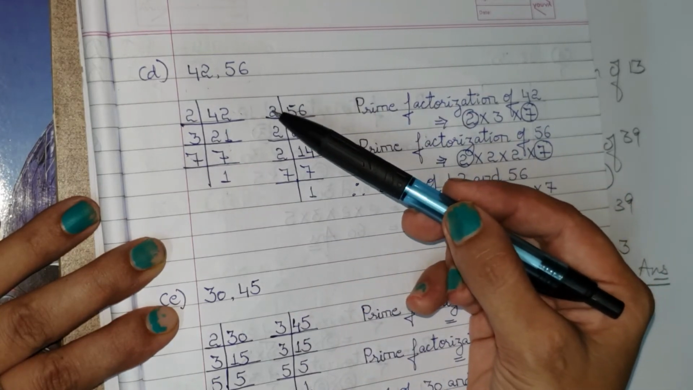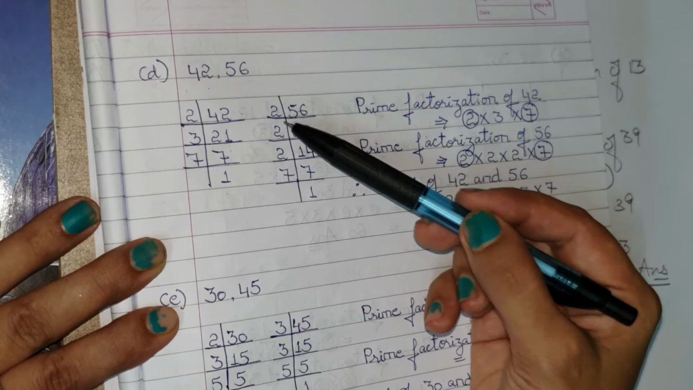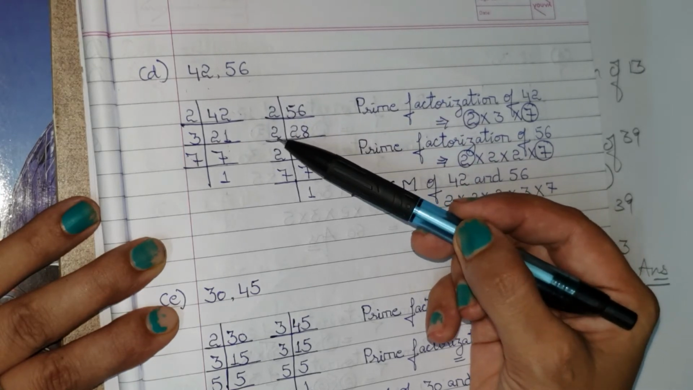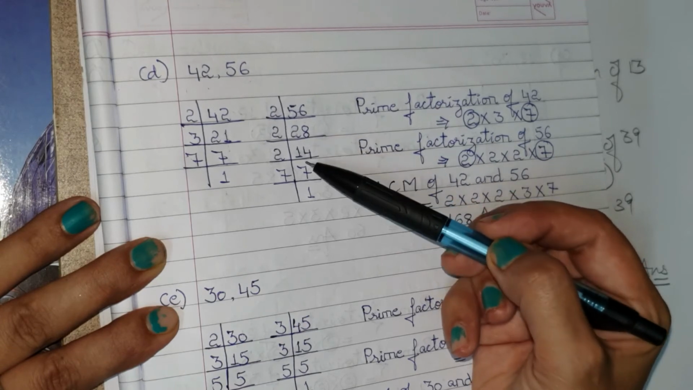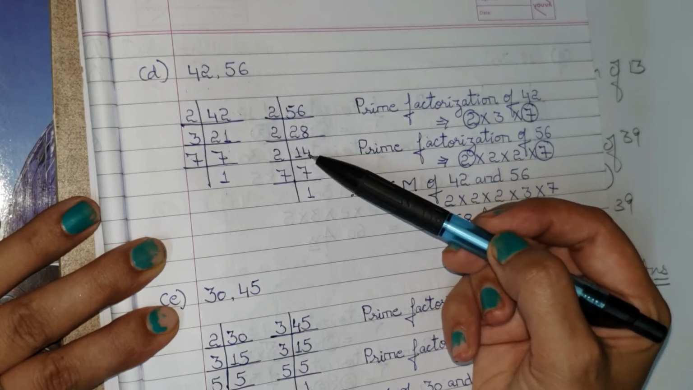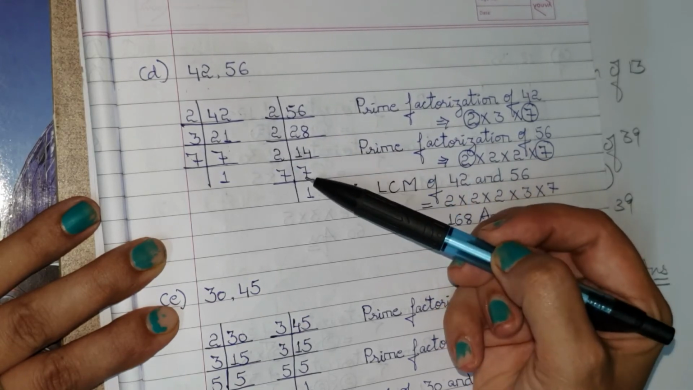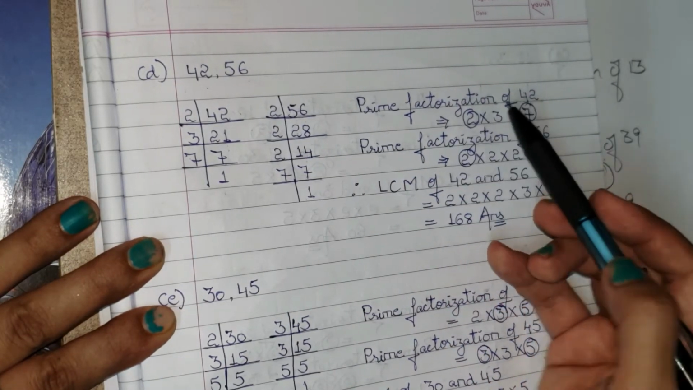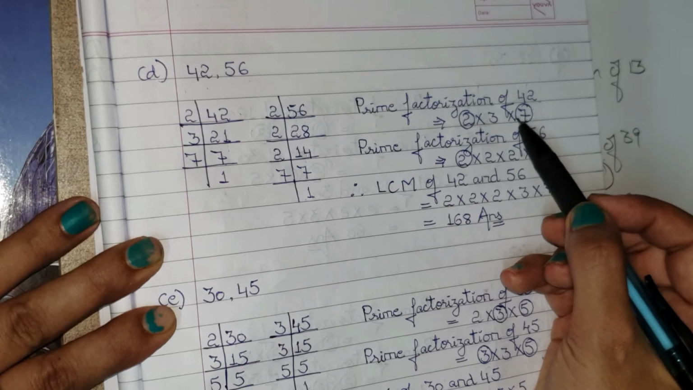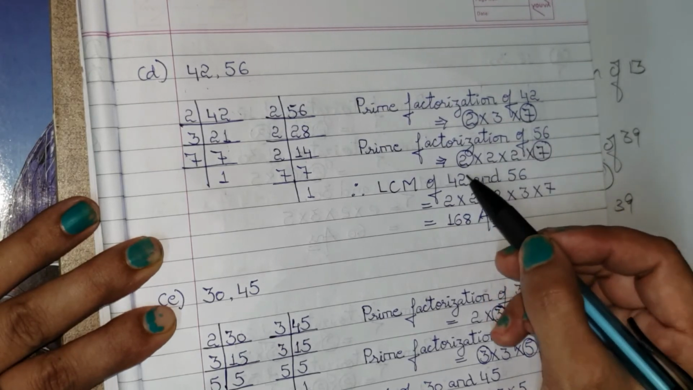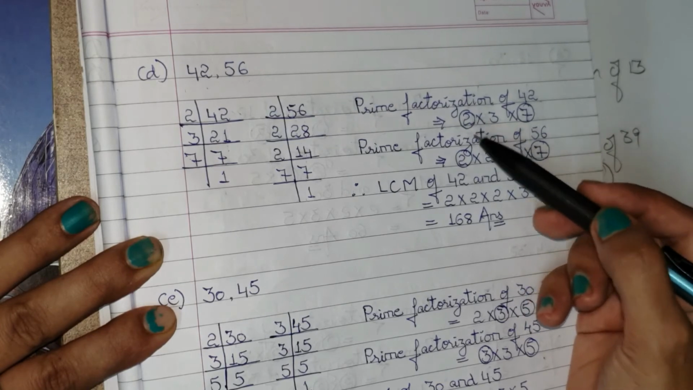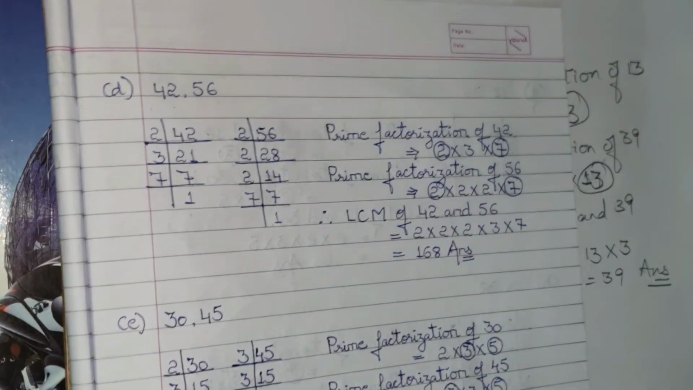Similarly 56. So 56 comes in the table of 2. 2 2s are 4, 1 carry over 16, 2 8s are 16. Then 28 comes in the table of 2, 2 1s are 2, 2 4s are 8. 14 again comes in the table of 2, 2 7s are 14 and 7 1s are 7. So you will write prime factorization of 42 is 2 into 3 into 7, and the prime factorization of 56 is 2 into 2 into 2 into 7. Now the common is 2 and 7.